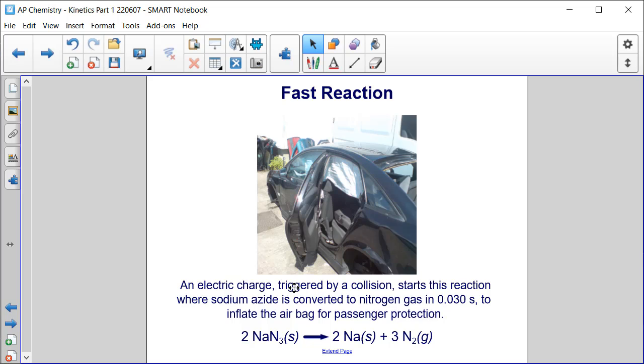When a collision occurs, there's an electric charge triggered by that collision that starts the reaction in the airbag, where sodium azide, solid, which you see here, is converted to nitrogen gas, which you see here, in 0.030 seconds. So that has to happen very quickly so that gas inflates the airbag quickly for passenger protection.